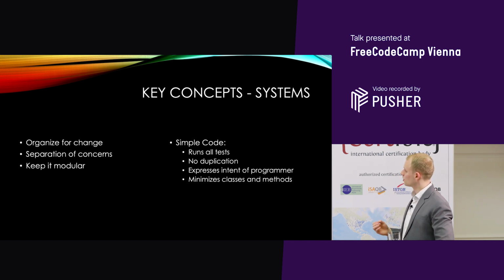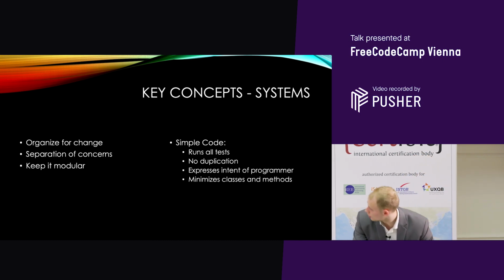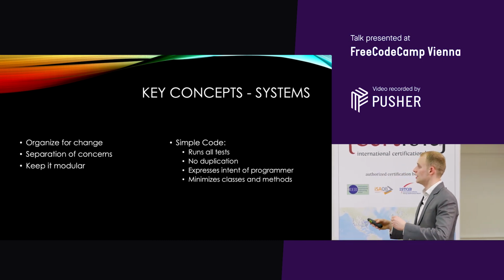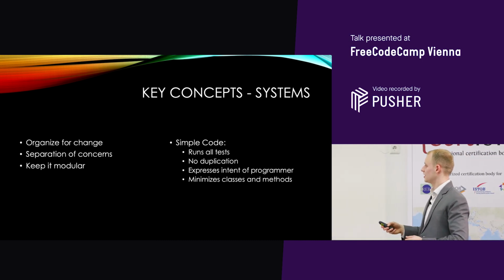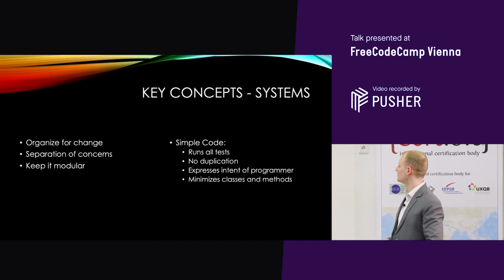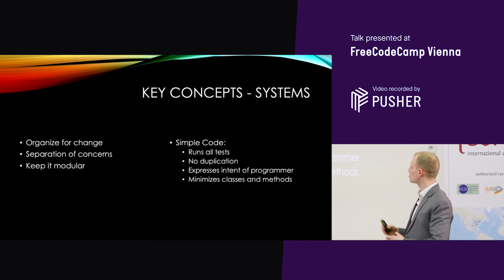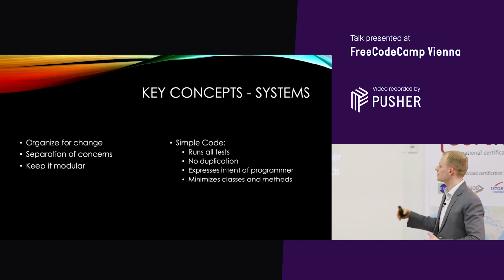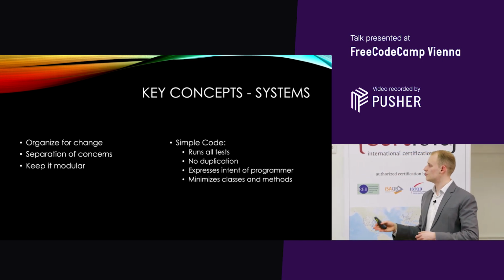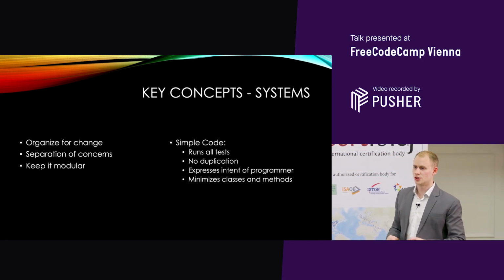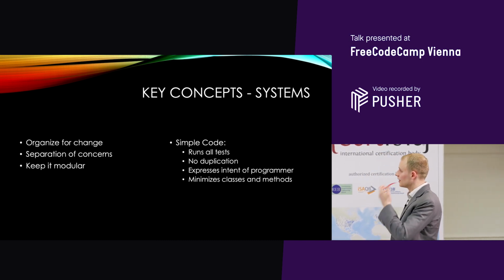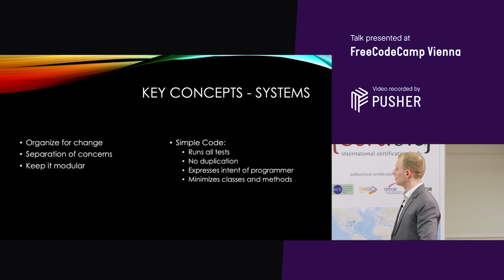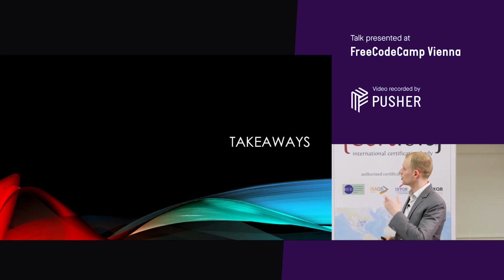Also, simple code, as a summary, should have tests that are run at all times, or at least before merging to the master branch. It should have no duplication, express the intent of the programmer, and of course minimize classes and methods. So that's basically everything together. There's so much to say, but let's have that for later in the discussion.